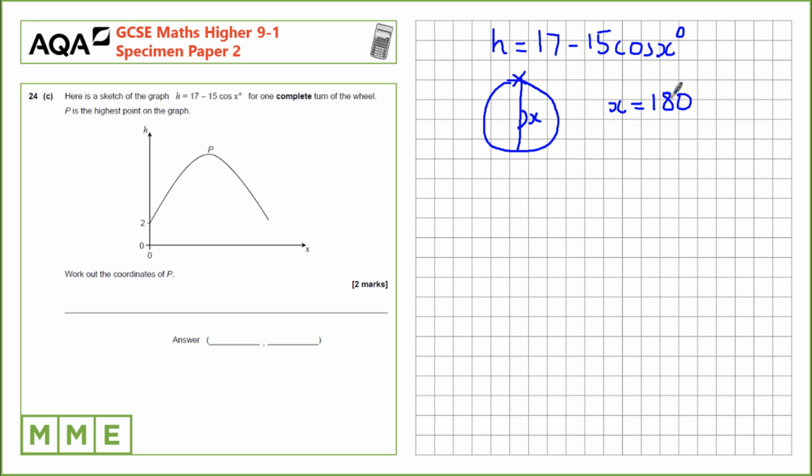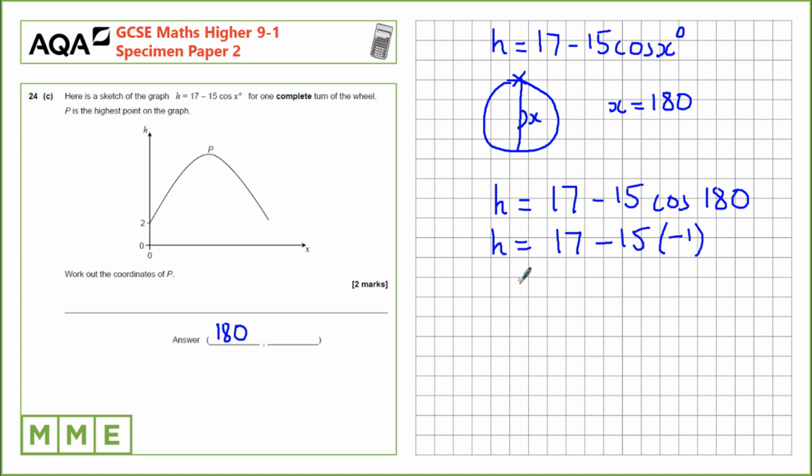So all we need to do is substitute this into our equation for h to work out the coordinates. We know that x is 180, we can put that in immediately. And we have h equals 17 minus 15 cos 180. Cos of 180 is minus 1, so we can write h equals 17 minus 15 times minus 1, which is 17 take away negative 15, which would be plus 15, so h is 32.